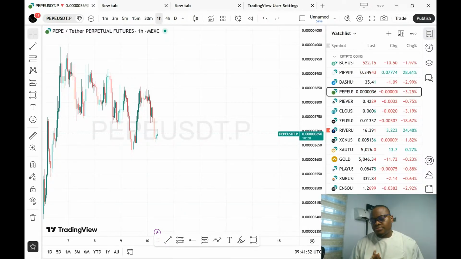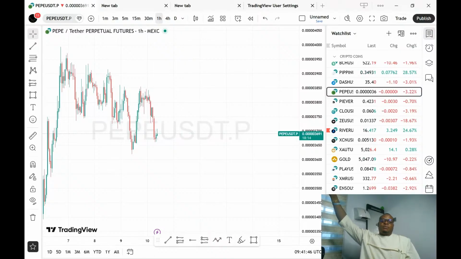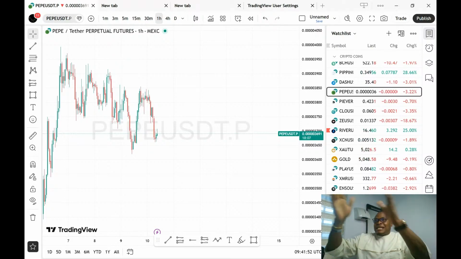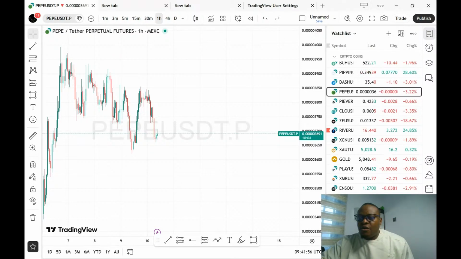Now, what is top down analysis? Top down analysis is understanding the structure of the market, taking trade from the bigger time frame down to the smallest time frame. Now we have what we call the understanding time frame. We have what we call the monetary time frame. We have what we call the entry time frame.